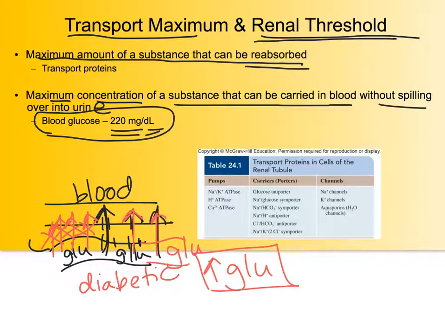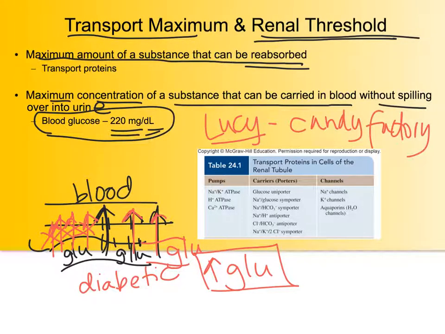I always think of the renal threshold and the transport maximum like the I Love Lucy episode where she and Ethel are working in the candy factory, and they're supposed to be boxing up the chocolates, and they can't do it fast enough. So basically they've exceeded their transport maximum and their renal threshold. They can't get the candy into the boxes fast enough, so it's overflowing.